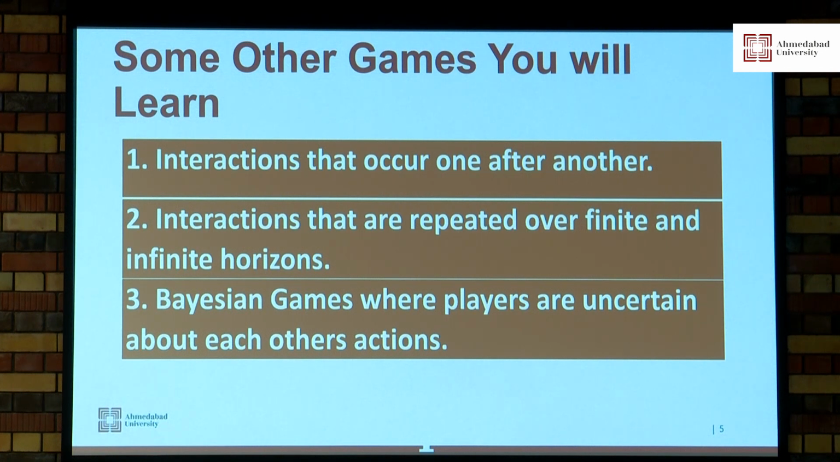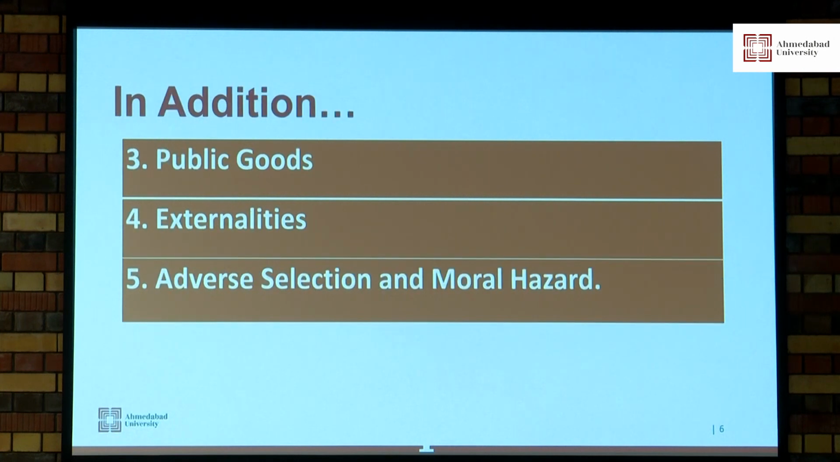For example, a business person that deals with a client that they meet every day versus just once in a while. We also will look at Bayesian games where players are uncertain about each other's actions. In addition, we will study public goods, externalities, and information asymmetry models such as adverse selection and moral hazard.